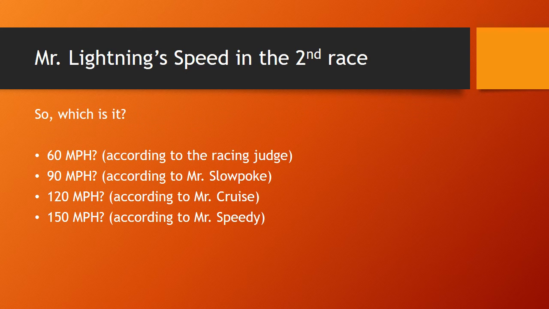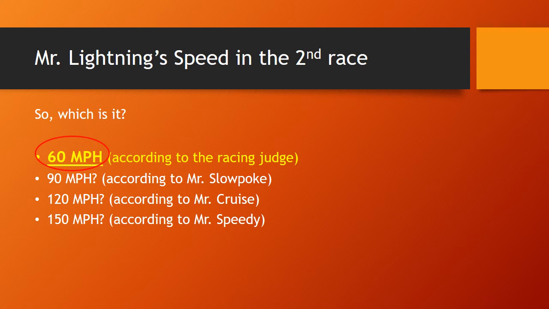So we have 4 choices for a speed for Mr. Lightning: 60, 90, 120, or 150 miles an hour. We need to pick one. He can't be going at all 4 speeds at the same time, we figure. Which to choose? I guess we will value the racing judge's opinion the highest.